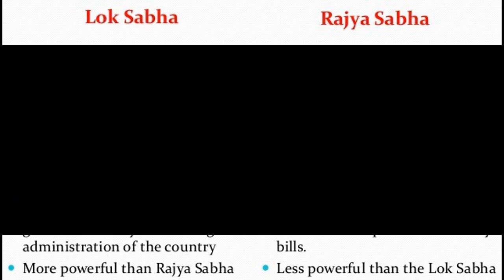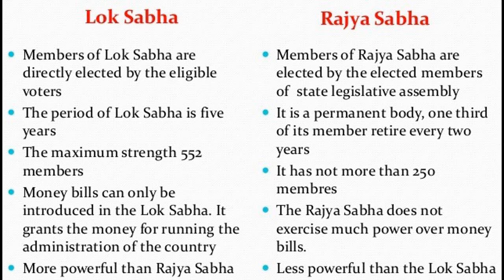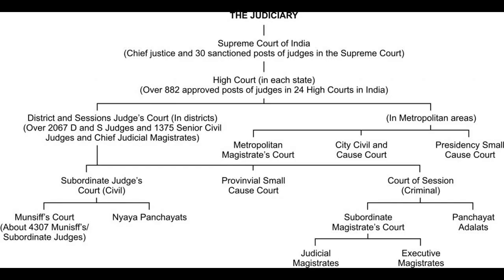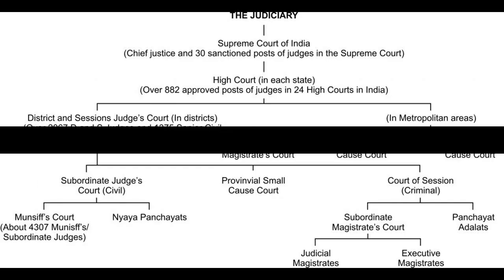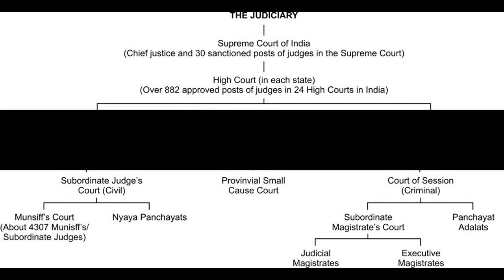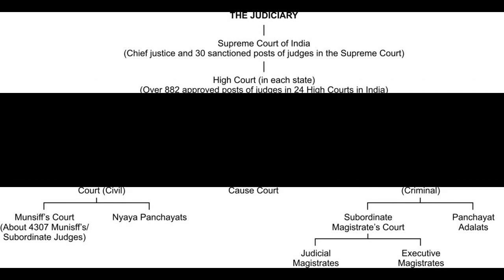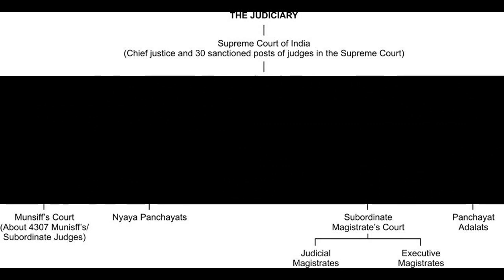Now in the central government, about Lok Sabha. The Lok Sabha is a popular house of the Indian Parliament and contains elected representatives of the people. The maximum number of members that can be elected for Lok Sabha is 552. Judiciary. The judiciary is the third organ of the government. It plays a vital role in protecting the rights and freedom of the citizens.